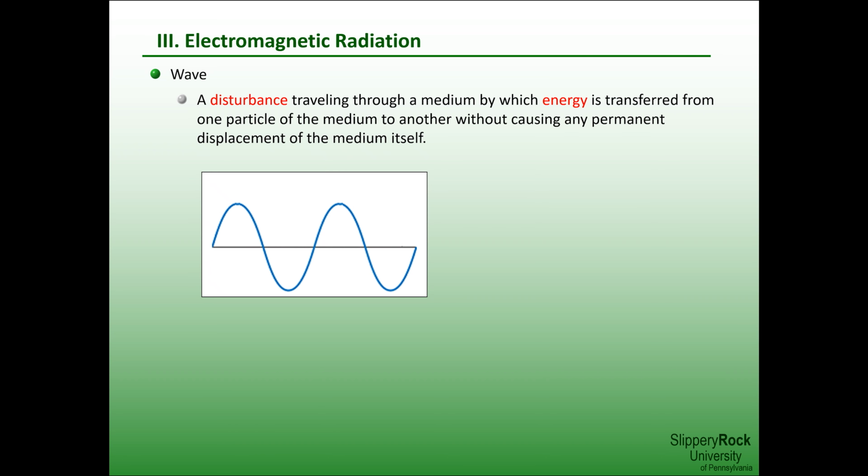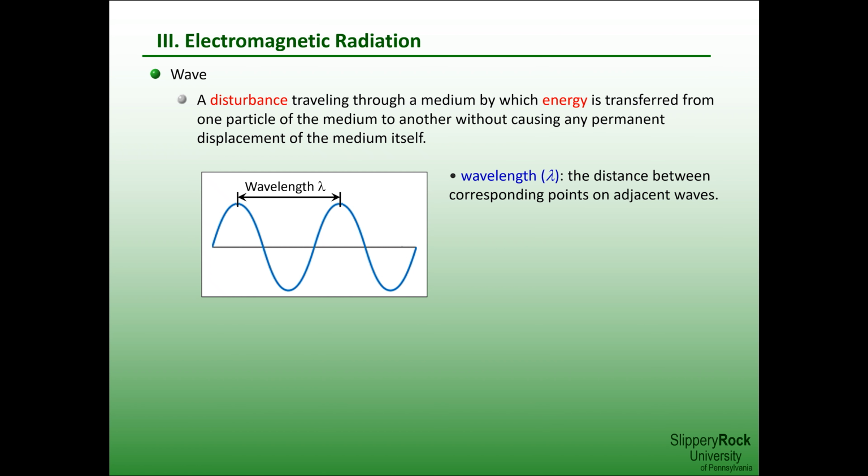Let's identify some key characteristics of waves. Wavelength is denoted by lambda, and it is the distance between corresponding points on two adjacent waves, such as from crest to crest or trough to trough. It tells us how long one complete cycle of the wave is.